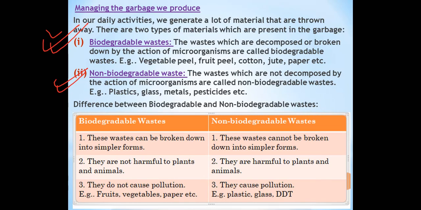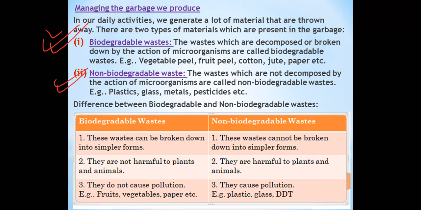Suppose you take some vegetable peels or fruit peels of orange, apple, then cucumber peels, etc., and you put them anywhere in the soil or in any pot where soil is there. After few days, you will see that those vegetable peels will mix up with the soil, right?